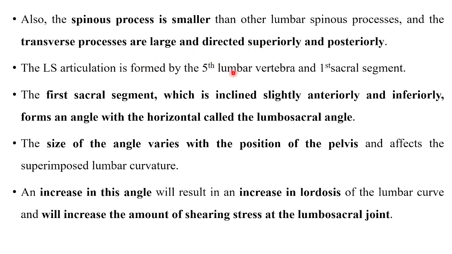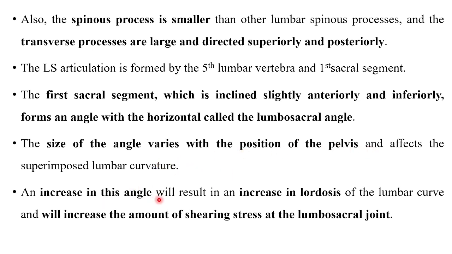The lumbosacral articulation is formed by the fifth lumbar vertebra and the first sacral segment. The first sacral segment, which is inclined slightly anteriorly and inferiorly, forms an angle with the horizontal called the lumbosacral angle. So the articulation is formed by L5, the fifth lumbar vertebra, and the first sacral segment. This first sacral segment is inclined in an anterior and inferior manner, forming an angle known as the lumbosacral angle.